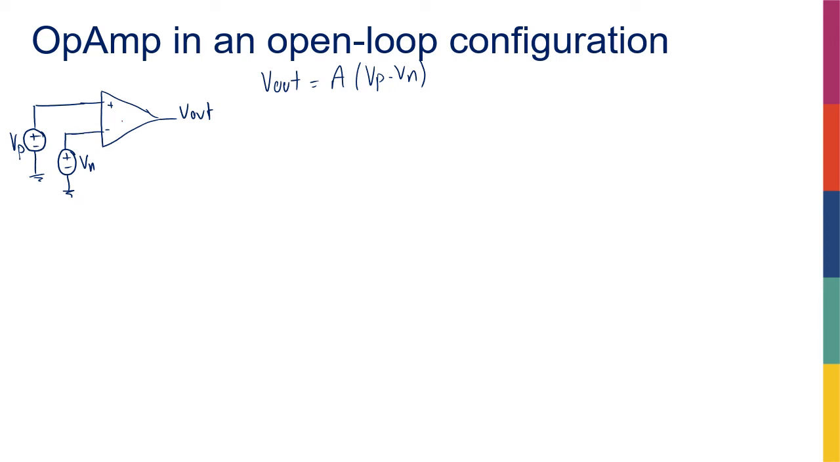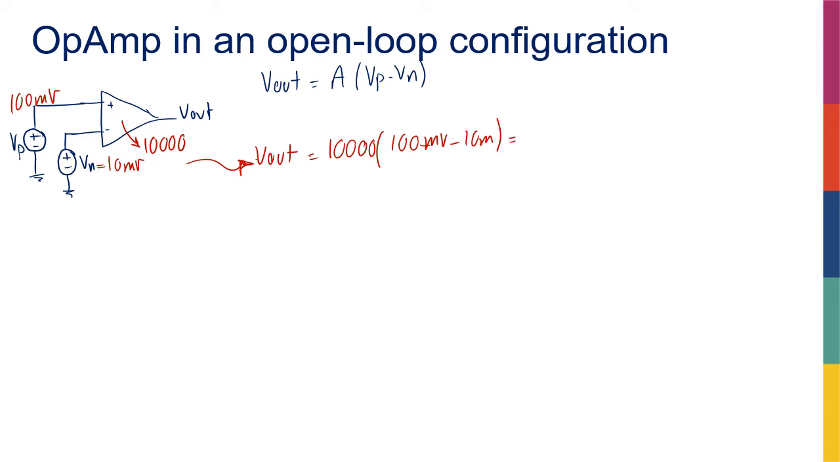So imagine that this gain is 10,000, right? Then if my Vn is, let's say, 10 millivolts, and my Vp is 100 millivolts, then this means that my V out is equal to 10,000 times 100 millivolts minus 10 millivolts. So 90 times 10,000, that's 900 volts, right?